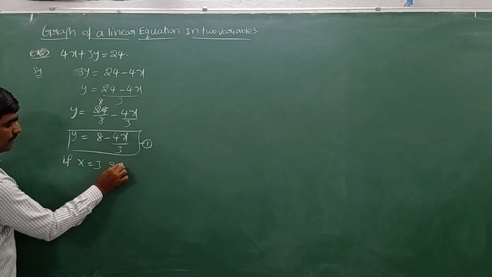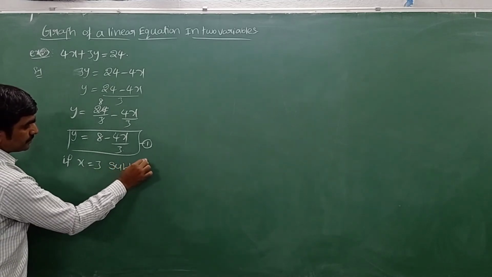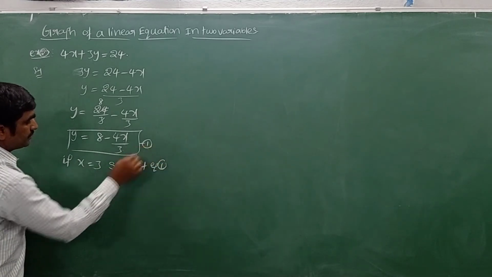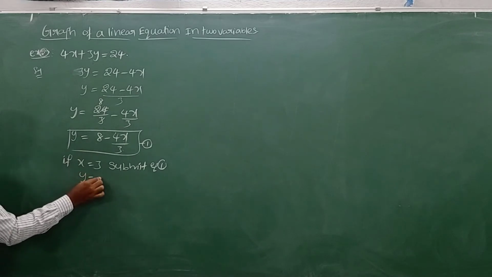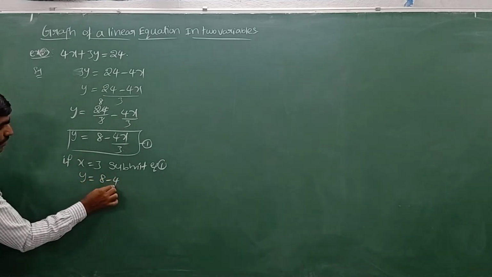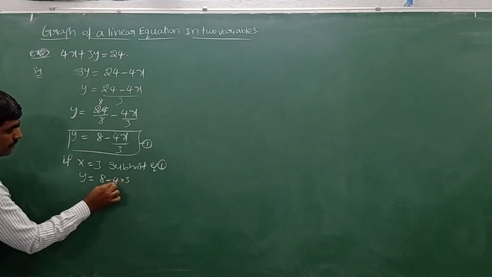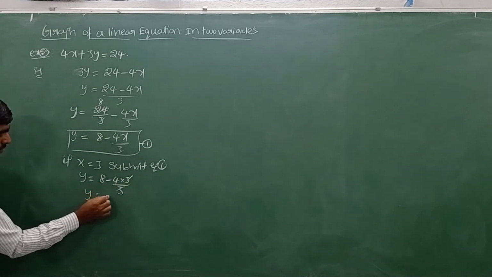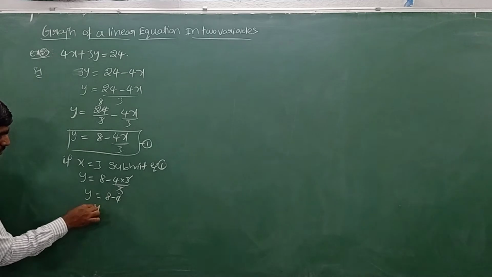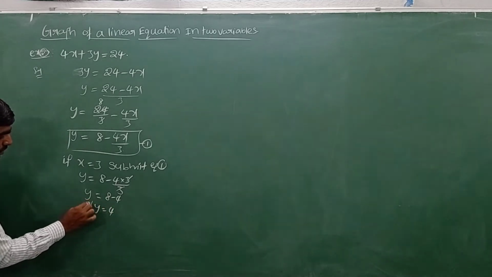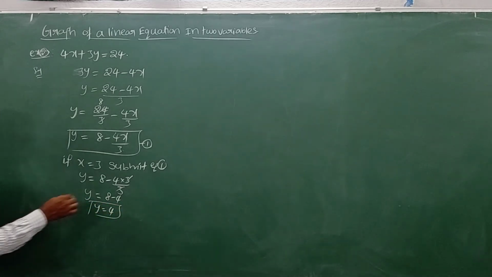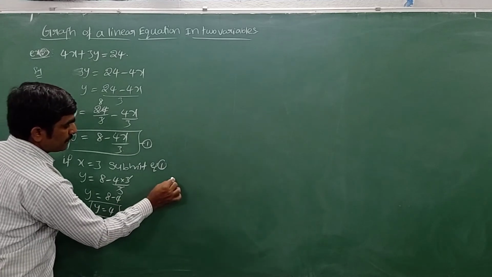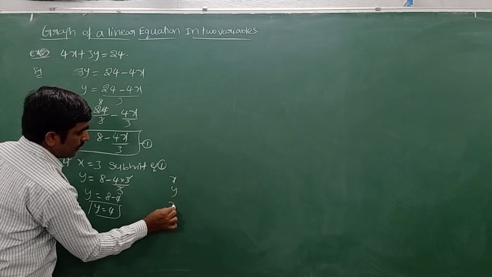What will happen? See now. Substitute in equation 1. Let me take equation 1. y is equal to 8 minus 4, in the place of x I put 3, into 1 by 3. The 3s cancel. So y is equal to how much? 8 minus 4. y is equal to 4. I got the value y is equal to 4. Let me draw the ordered pair here: x, y, (x comma y).